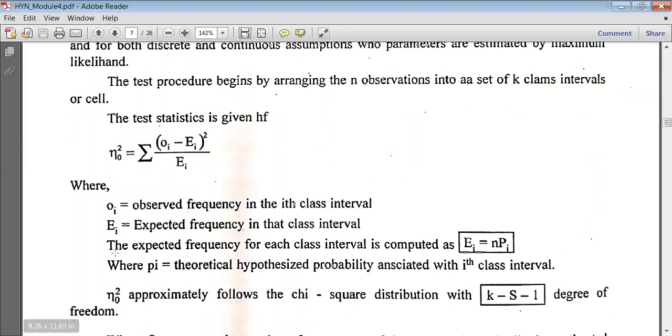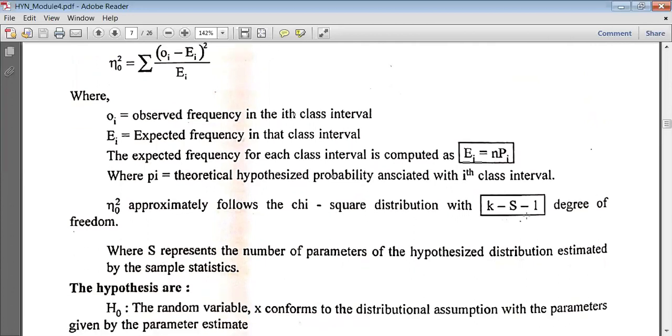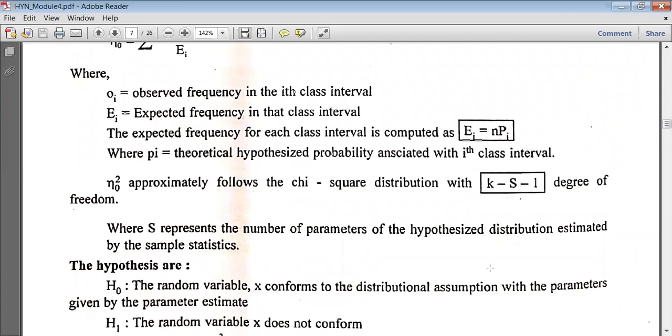This chi naught square approximately follows the chi-square distribution with k minus s minus 1 degrees of freedom, right? Here s represents the number of parameters of the hypothesized distribution which are estimated by the sample statistics. So it is a variable which represents the number of parameters used in the hypothesized distribution.